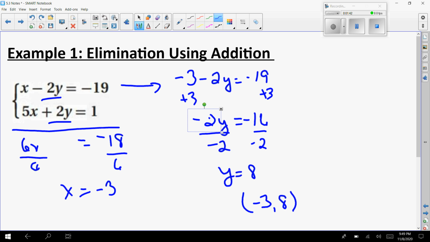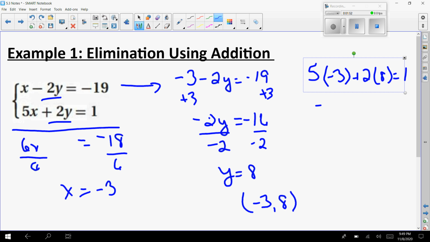We should plug this into the other equation to double check ourselves. 5 times negative 3 plus 2 times 8 equals 1. That's negative 15 plus 16. Yes, it equals 1, so we are correct.